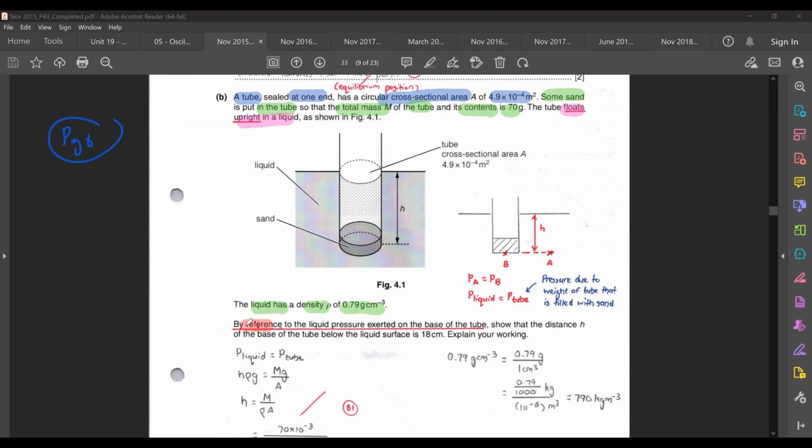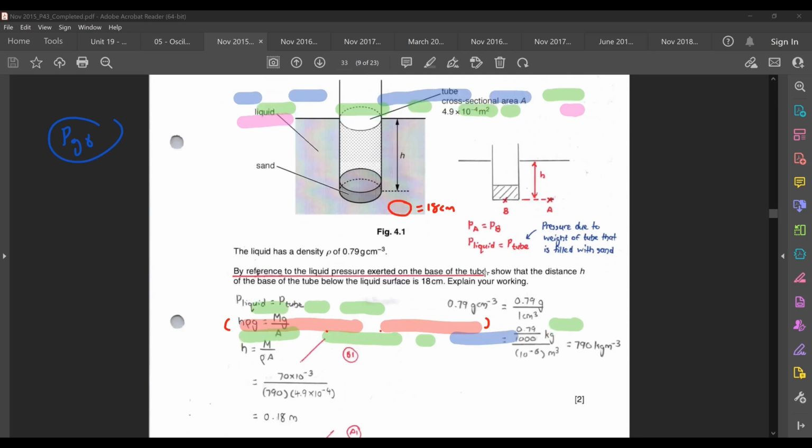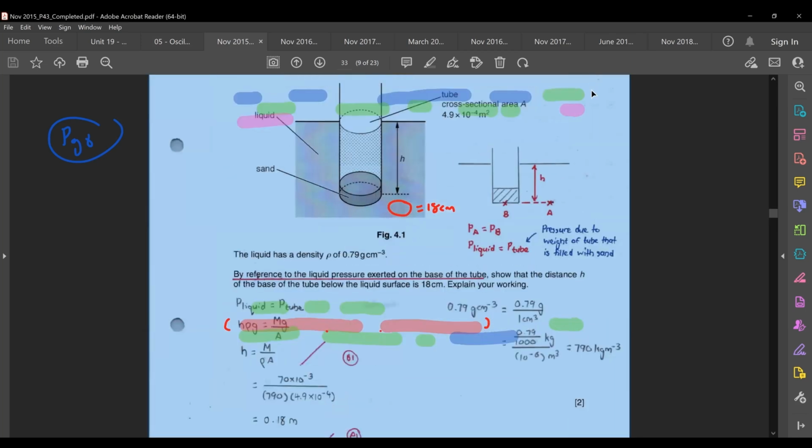Now, by reference to the liquid pressure exerted on the base of the tube, show that the distance h of the base of the tube below the liquid surface is 18 centimeter, and explain your working. So there's a specific phrase here in your question which asks you to make reference to the liquid pressure exerted on the base of the tube. Okay, from there you're supposed to show that the distance h, which is this one, is 18 centimeter. So what you can do from there is to recall something that you would have learned from your AS before this, specifically the forces, density, and pressure chapter.